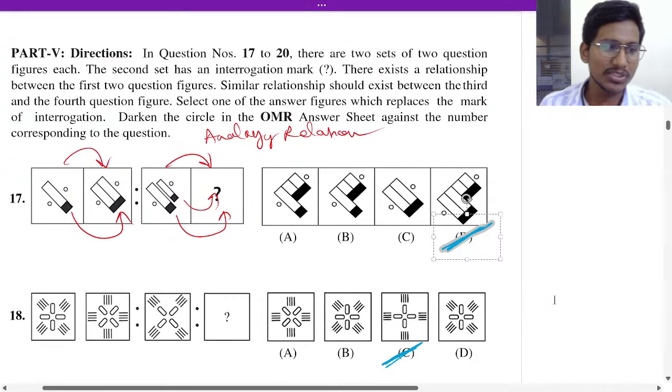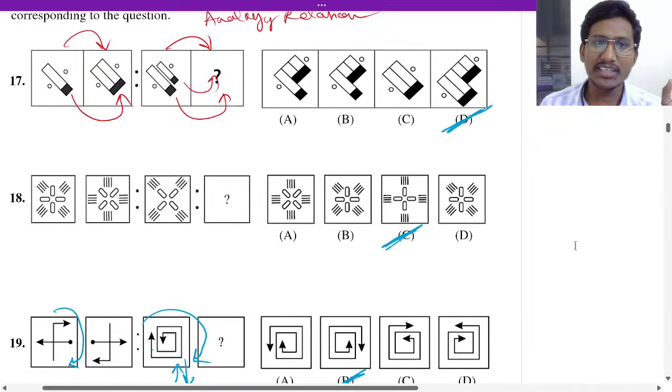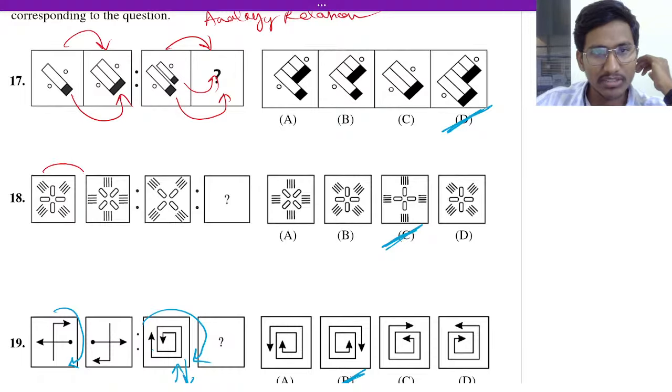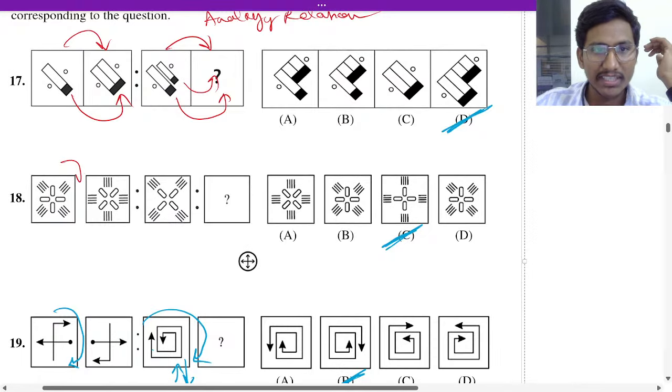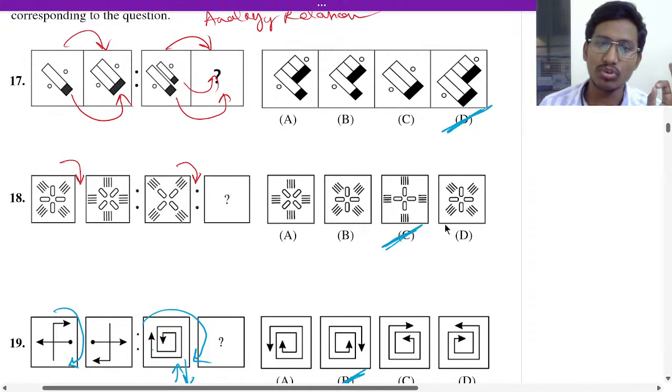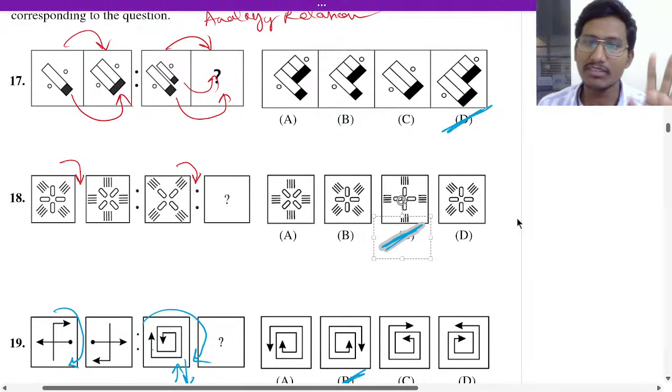So 17 is option D here. Now the 18th, what is the answer here? So this whole figure is rotated. If you rotate it, C will be the answer. The whole figure we have to rotate. C will be the answer.